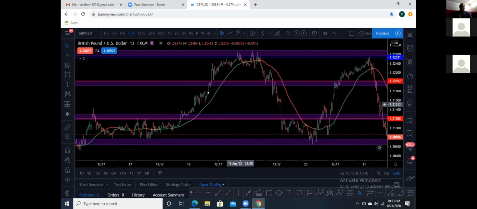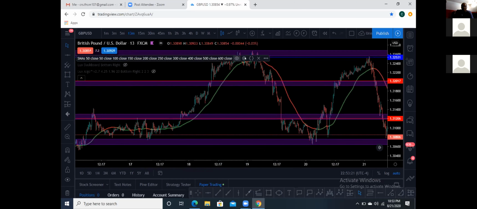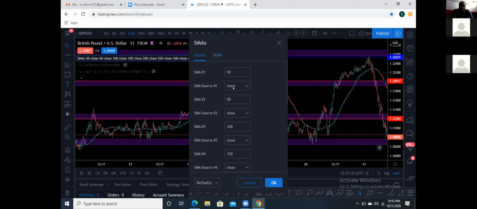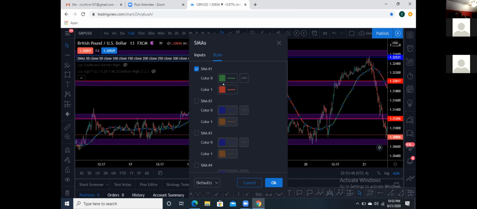Chris, could you show me the settings real quick? The SMA? I'm sorry, you said show you the SMA? Yeah, could you show me the settings on that real quick? Yeah, there we go. SMA one is just 50, right? Yeah. You don't have to worry about the others. Those other ones are turned off. And I got my color green for color 0, red for color 1.